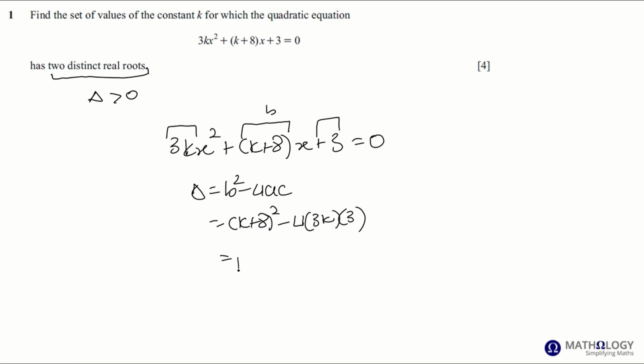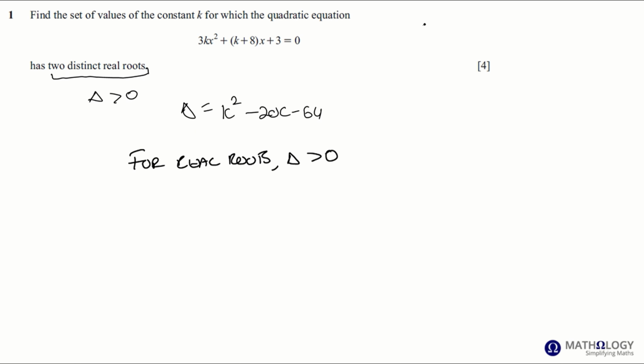So expanding this all out, k squared plus 16k plus 64 minus 12 times 3k, that's going to be minus 36k. So delta equals k squared minus 20k plus 64. Now, they want to know what the values of k need to be in order for this quadratic equation to have two distinct real roots. So we're going to take this expression for delta and make it greater than 0.